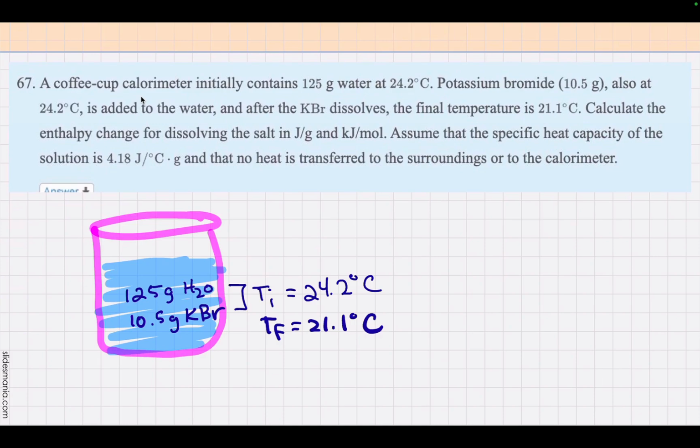So we're going to calculate the enthalpy change of dissolution of the salt in joules per gram and then in kilojoules per mole. We're going to assume that the specific heat capacity of the solution is 4.18 joules per gram Celsius. The first thing that I would do is think about the fact that the amount of heat that the solution is going to lose is going to equal the mass of the solution times specific heat times delta T of the solution.